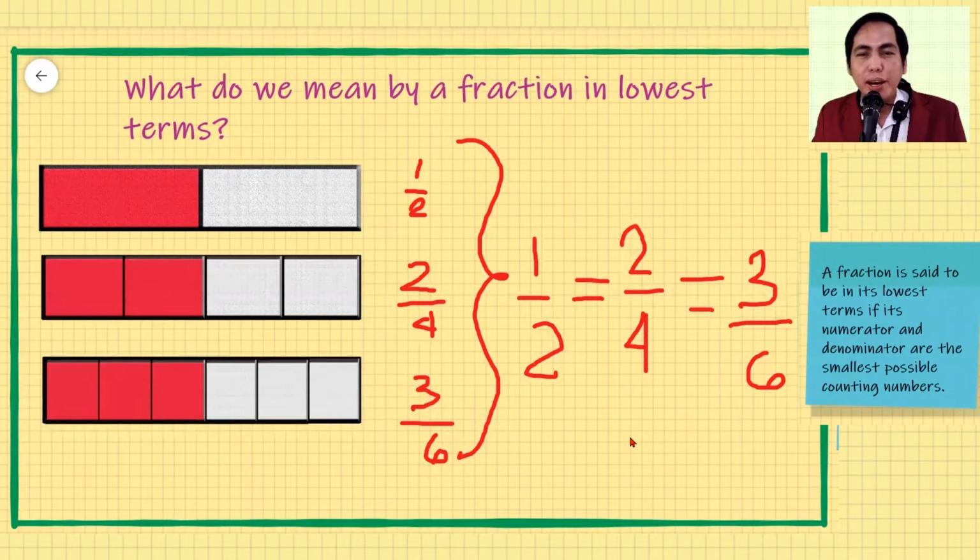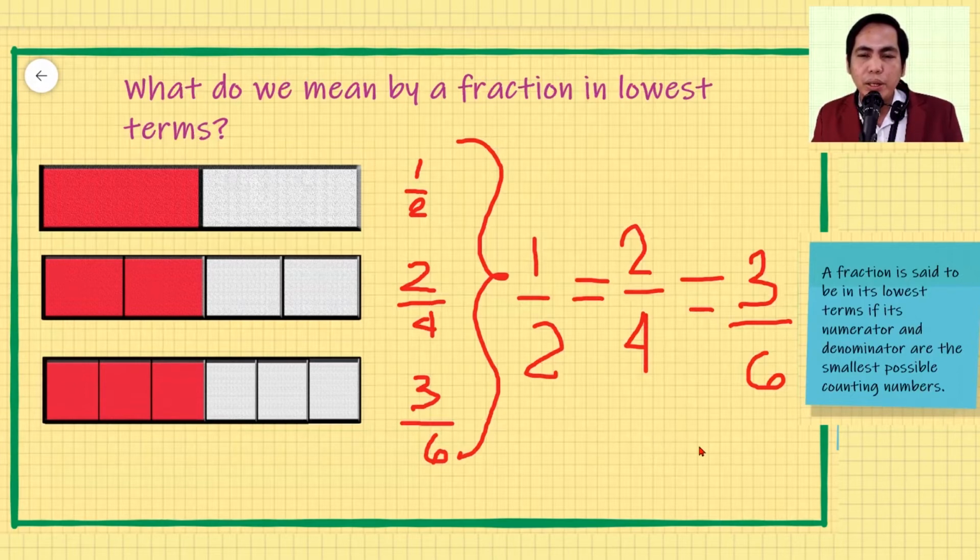The question is, how are we going to find the lowest form or the lowest term of a given fraction? Let's say the 3/6 and the 2/4. If we look at the numerator and the denominator, 3 and 6, for it to become 1/2, we have to divide it by 3. So 3 divided by 3 is 1, 6 divided by 3 is 2. For 2/4, we have to divide it by 2. 2 divided by 2 is 1, 4 divided by 2 is 2, to give us also 1/2 as the lowest form or the lowest term.